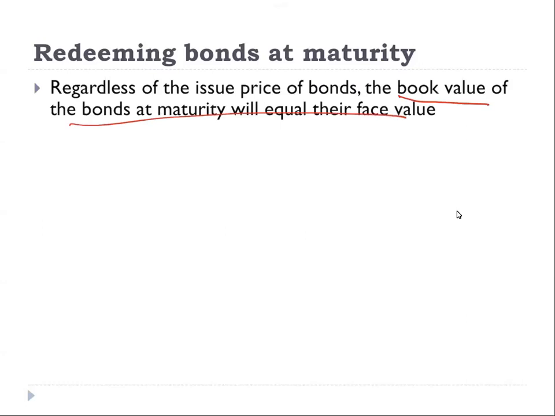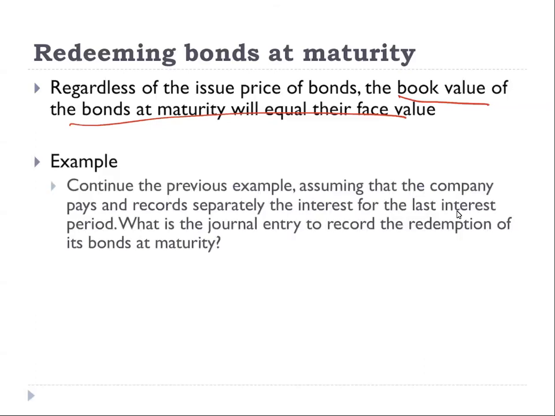So if you want to ask why, we're going to talk about it in more detail in a more advanced financial accounting course, and it's kind of beyond this course. But the conclusion here is, after amortization, any discount or premium is going to go to zero. So what is left for the book value is only going to be the face value of the bond.